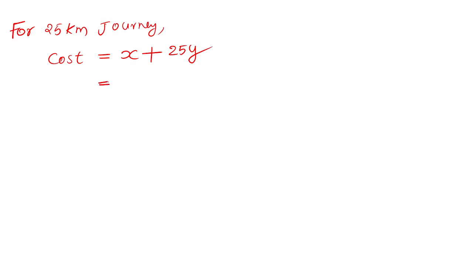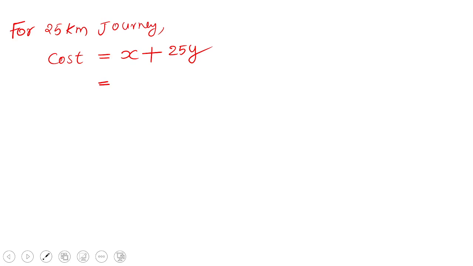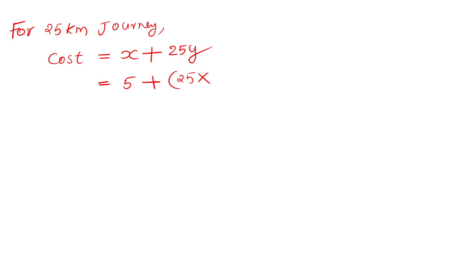I got the value of X and Y. What is that? I got the value of X as 5. Let me substitute X as 5, plus 25 into Y. What is Y? Y is 10. So 5 plus 250. The amount is 255 rupees. Okay. The second part is over now. 255 rupees I have to pay.